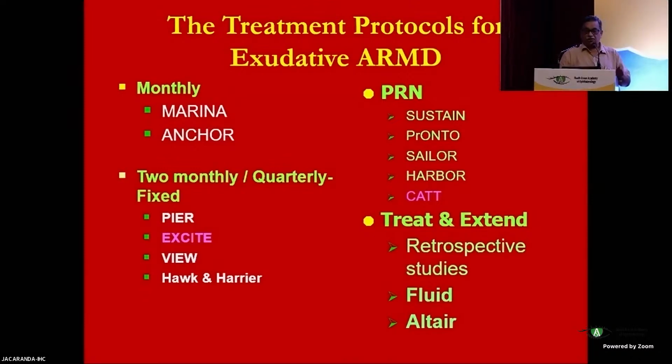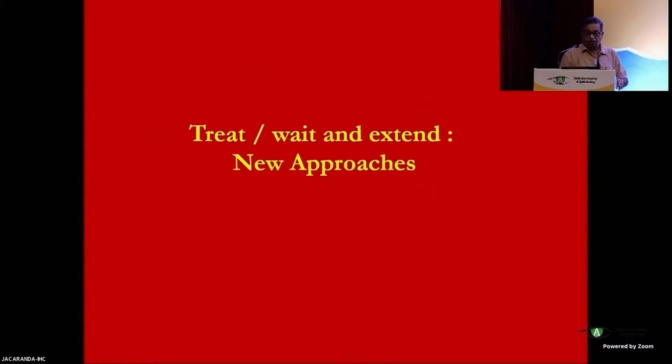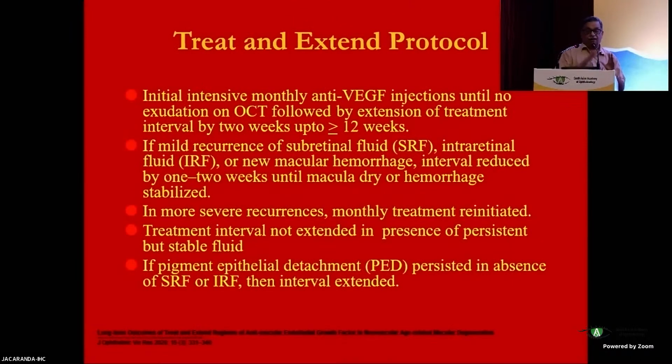But the only thing which has stood the test of time was really treat and extend. And in this, the initial way this was designed was that you keep on increasing the intervals between the injections every 2 weeks, till you reach a 12-week or more injection interval. And for any recurrence, you decrease the interval. If there's a very severe recurrence, you could also go to monthly injections. But you don't normally extend in the presence of persistent or stable fluid.